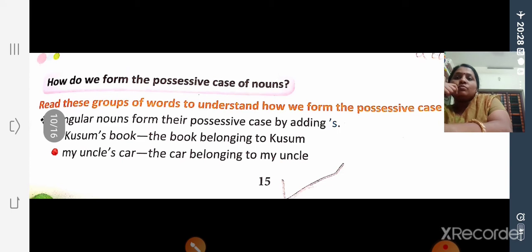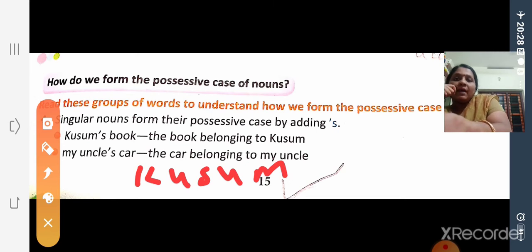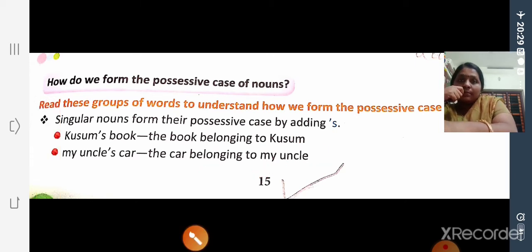Kusum's book, look here. Kusum is a singular noun, so to form the possessive case, just add apostrophe s: Kusum's. Then uncle. Similarly, write uncle and put an apostrophe and s there, then it will become possessive case. Thus rule number 1: singular nouns form their possessive case by adding apostrophe s.